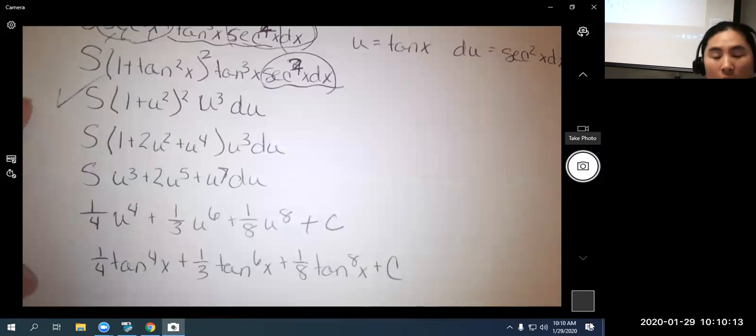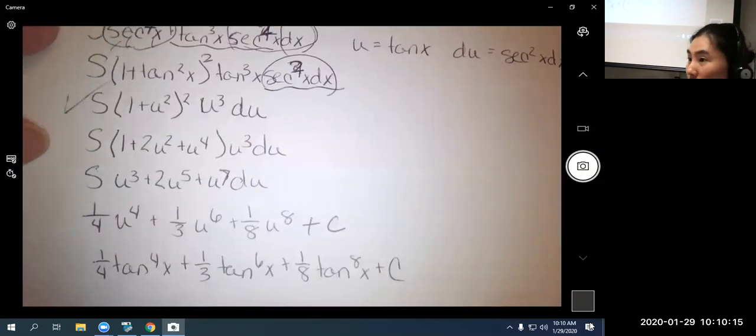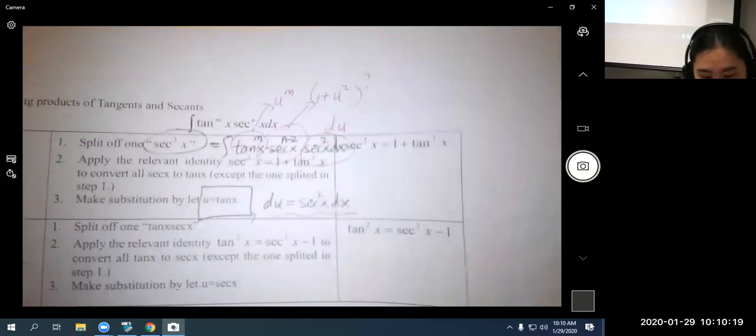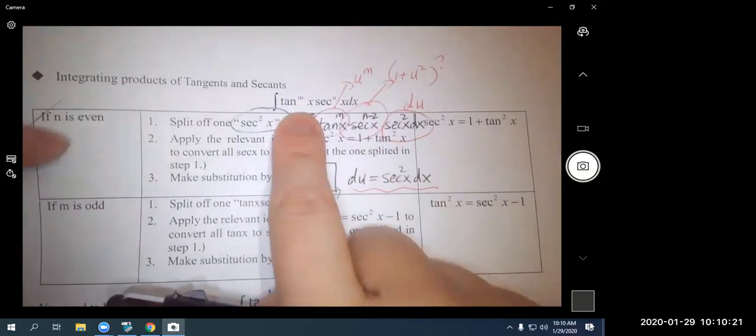Okay, so that's good for this question E. No problem, right? So we practiced the first case for tangent and secant. Now guys, let's look at the second case.